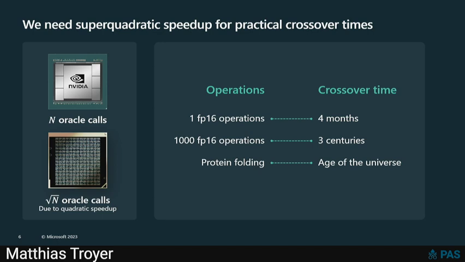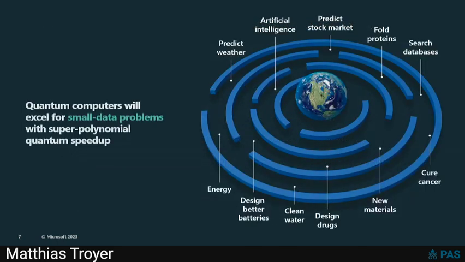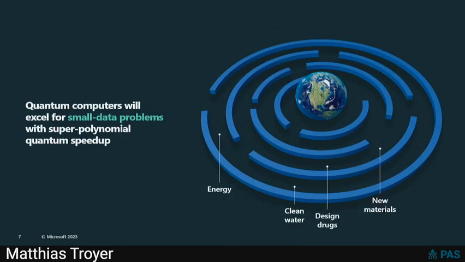If the oracle is a simple small function with 1,000 floating point operations, it's centuries. And if it's a problem like protein folding, then it's the age of the universe. And there was the paper by the Google team that said quadratic speedup is not enough. We need more than quadratic speedup. We need more than quartic speedup even to make it real. That means of all of those problems, we need to focus on the small data problems with super-polynomial speedup, and then some remain.